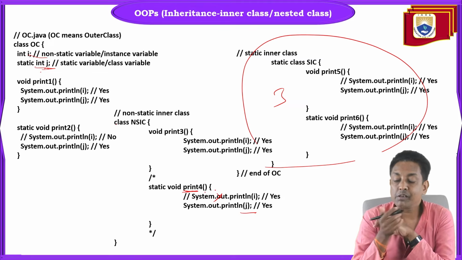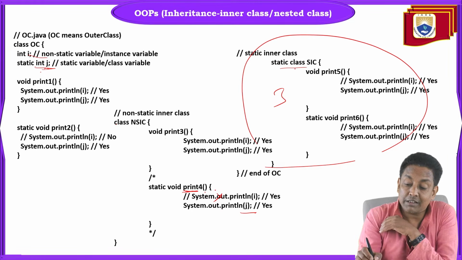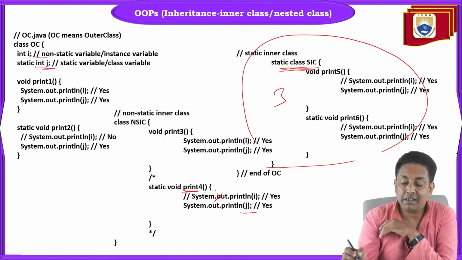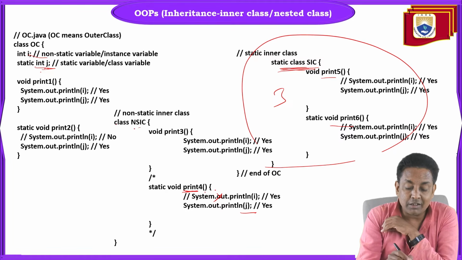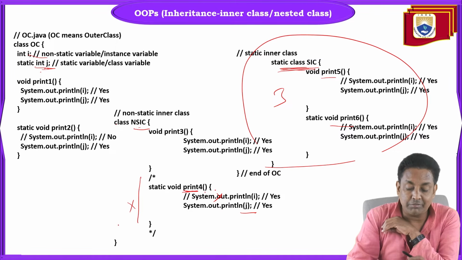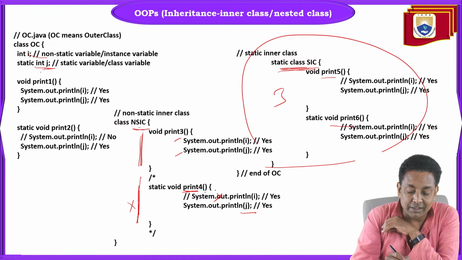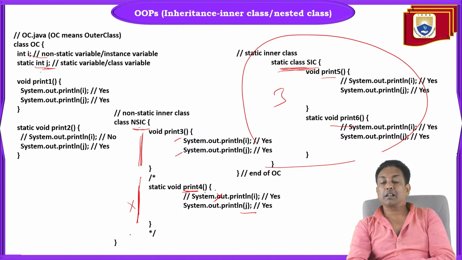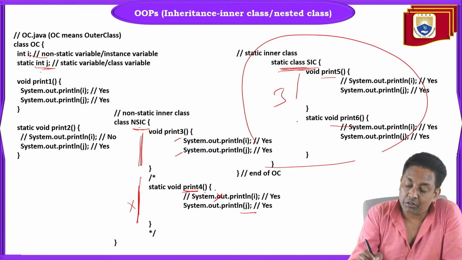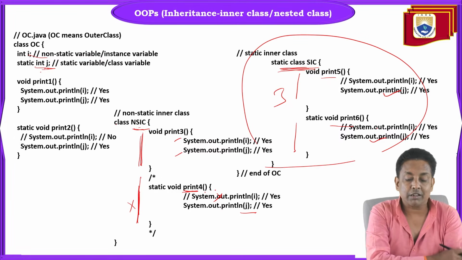That is clear. Coming to the static inner class, this class is also contained in the same outer class. In the static inner class, SIC, we write both non-static and static methods. In the non-static inner class, we cannot write a static method. We can write only non-static methods, in which we can access both static and non-static variables. In the static inner class, we can write both non-static and static methods, in both of which we can access only static variables of the outer class.